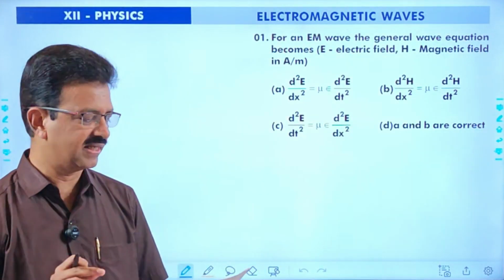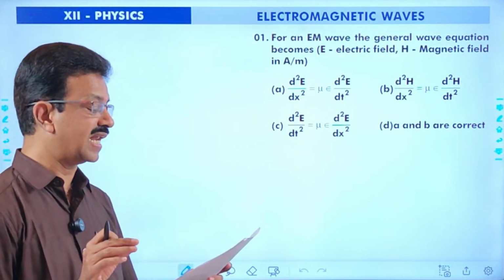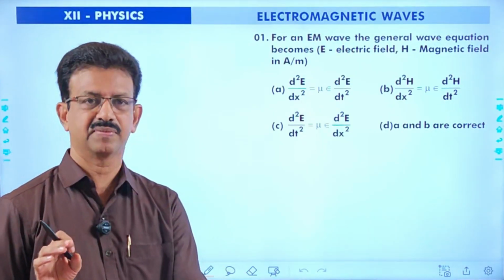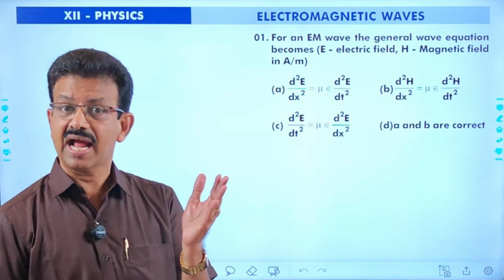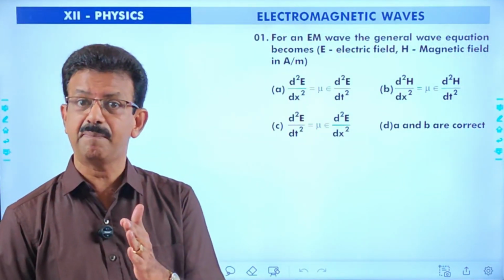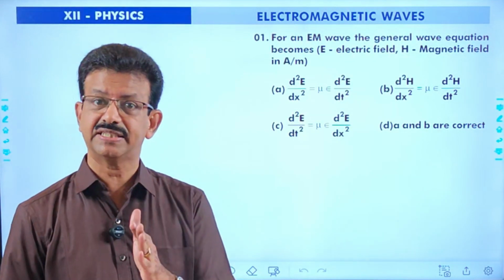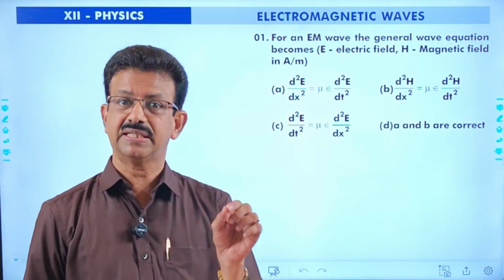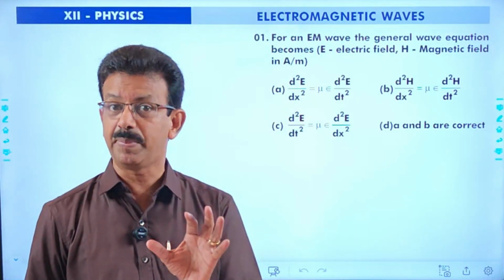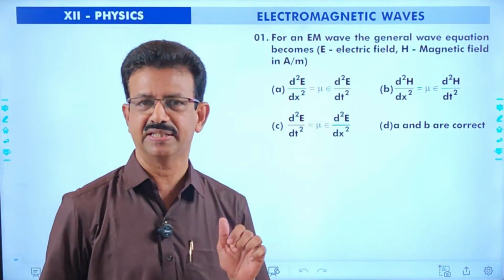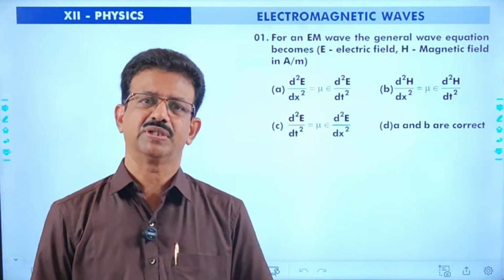The first question is, for an EM wave, that's for an electromagnetic wave, the general wave equation becomes, I will discuss in detail. If E is the electric field and H is the magnetic field in ampere per meter, here magnetic field can be expressed in terms of H or B. If it is represented as H, it will be in ampere per meter, and if it is represented as B, it will be in Tesla or Weber per meter square. Generally, I'll give some ideas about the equations.